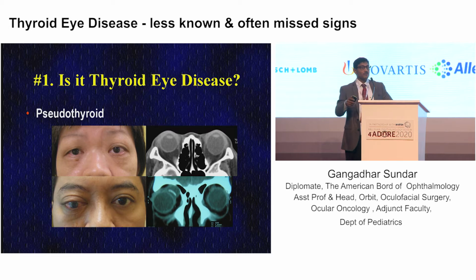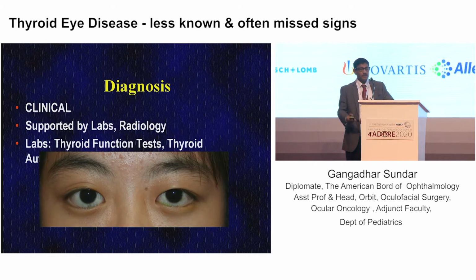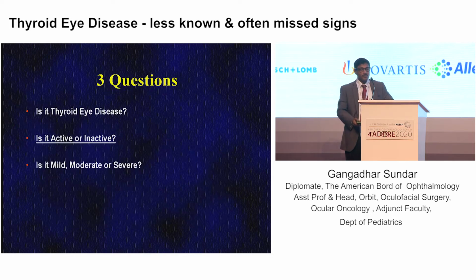That's where the first question is very important. Before you start managing them, make sure it is really thyroid eye disease. And to me, thyroid eye disease is a clinical diagnosis. It's not a diagnosis based on CT scan. It's not a diagnosis based on T3, T4, TSH, or TRAB, or TSI. It's a clinical diagnosis, which, when supplemented with investigations, really comes in handy. The second question is, is it active or inactive disease?